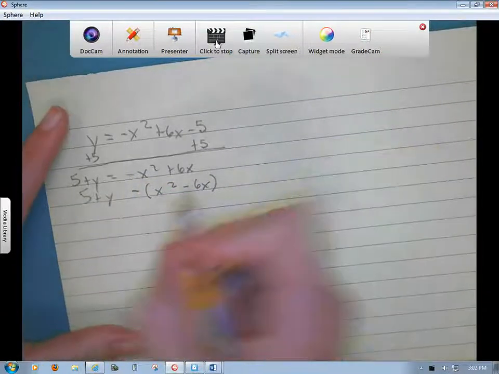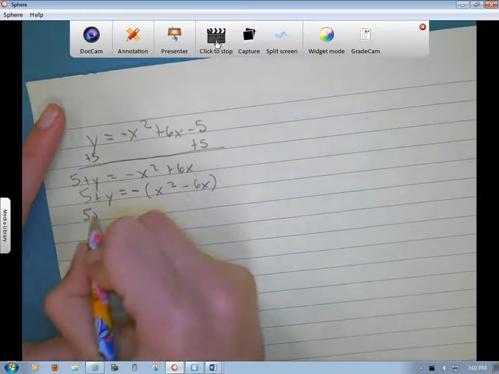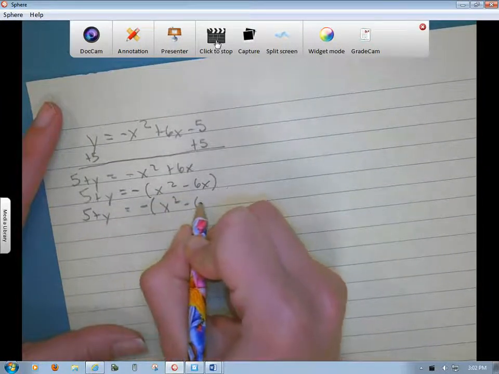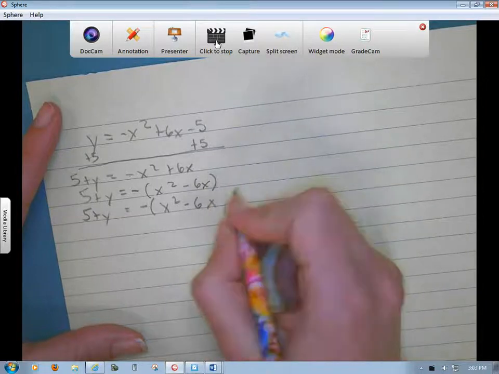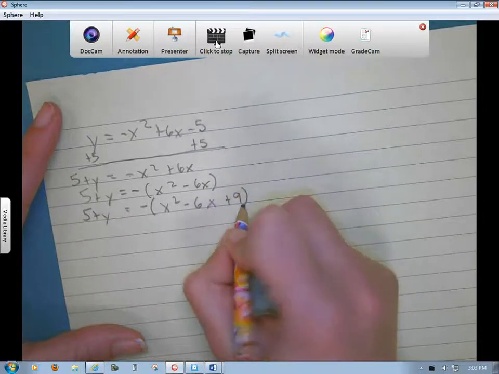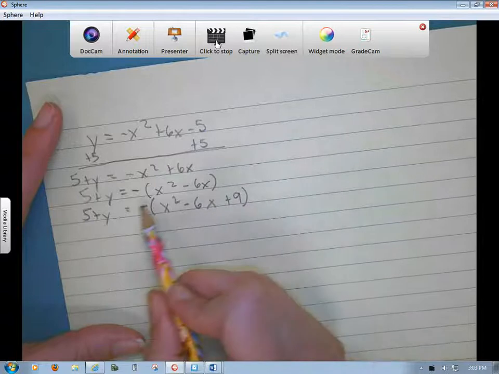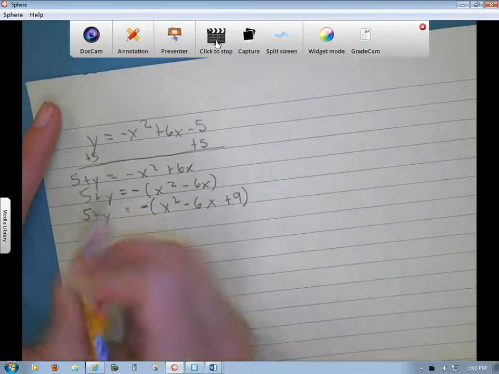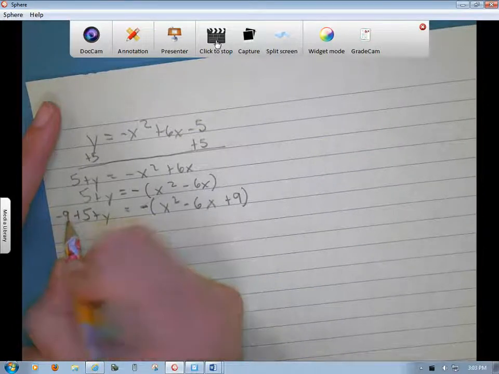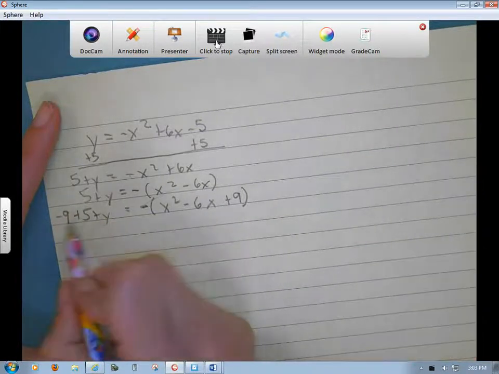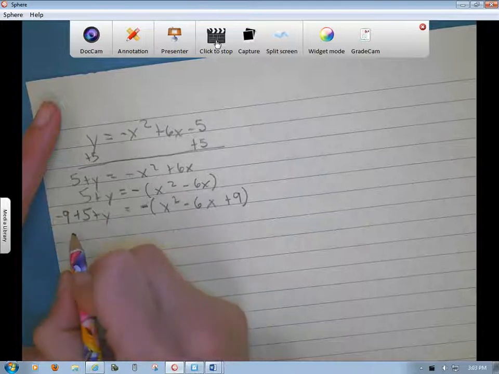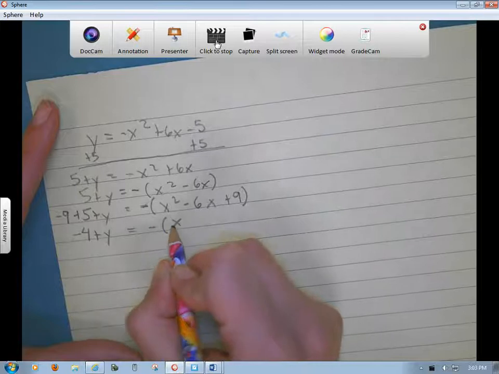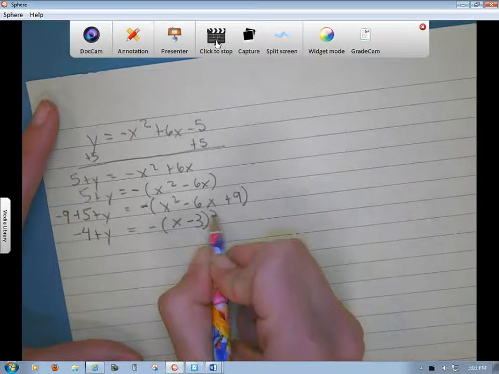Okay, now I'm going to complete the square on the right side. So half of 6 is 3. 3 squared is 9. But now on the left side, because I took this negative out, I really have a negative 9 here. So I really add a negative 9 over here. So I simplify the left side. I factor the right side.